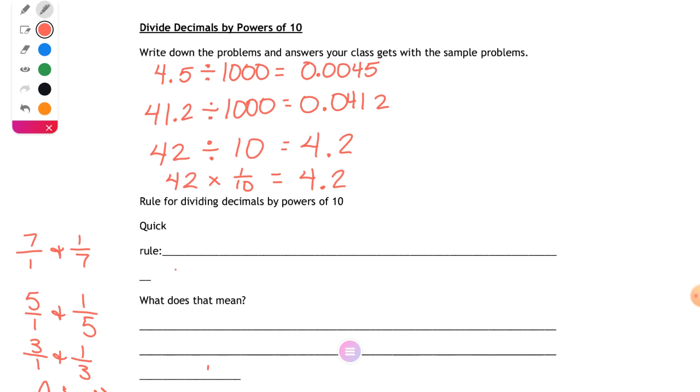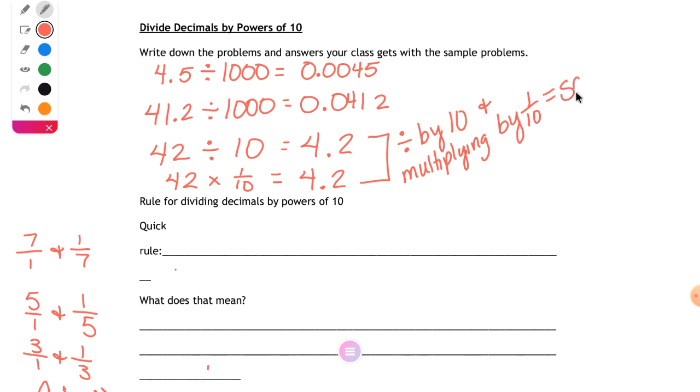And then make a little note that dividing by 10 and multiplying by 1/10 equals the same answer. Dividing by 10 and multiplying by 1/10 equals the same answer. And that's actually true for any number and its reciprocal.